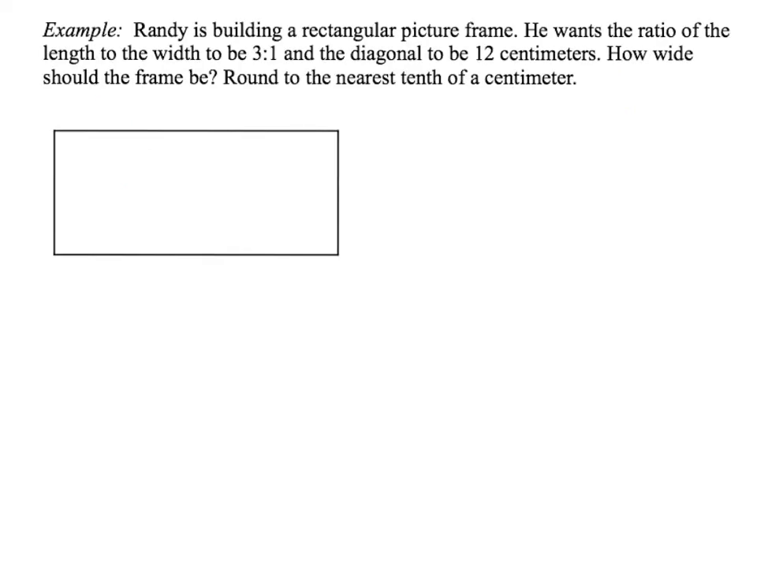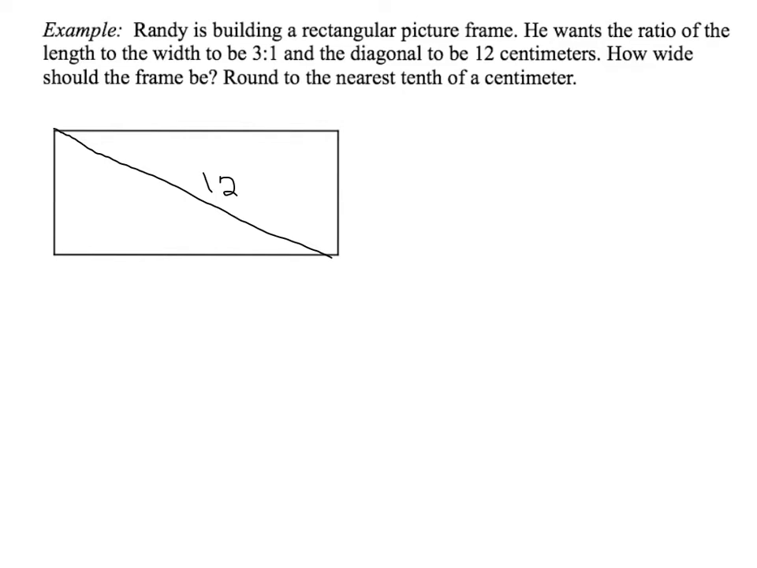Okay, for this example, they tell you that Randy is building a rectangular picture frame. He wants the ratio of the length to the width to be 3:1, and then the diagonal is supposed to be 12. So they gave you for sure, the diagonal is 12. And then the ratio of the sides, length to width, has to be 3:1. Remember, you guys, the ratio is what you see reduced.